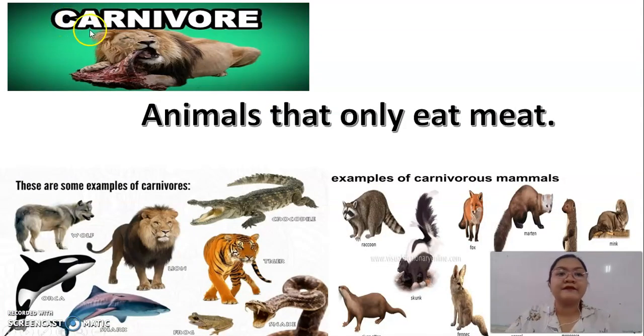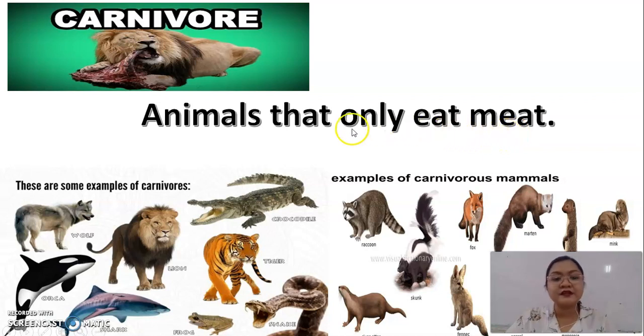Next we have is carnivore. Again, everybody, can you say carnivore? One more time. Carnivore. Very good. But what is a carnivore? Very good. Carnivores are animals that only eat meat. Again, carnivores are animals that only eat meat.